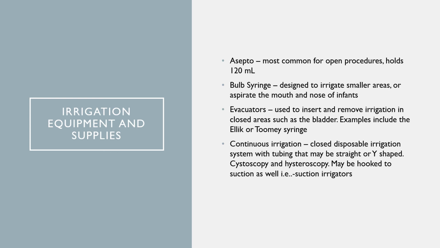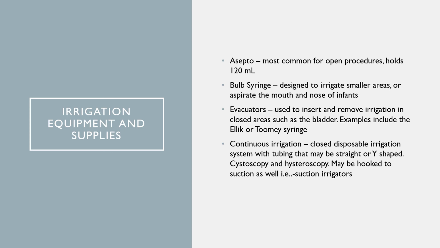And then we have continuous irrigation. These are closed disposable irrigation systems with tubing that may be straight or Y-shaped, depending on how much we are using. Cystoscopy, hysteroscopy, arthroscopy. Some of our older school guys will use these. They may be hooked to suction as well. An example of that would be our suction irrigators.